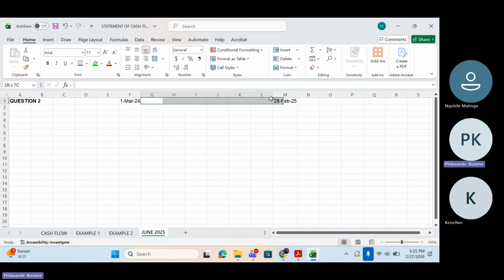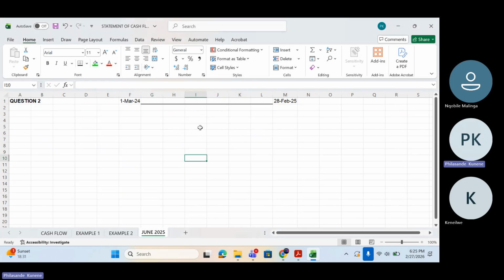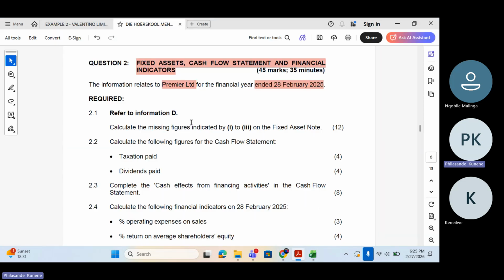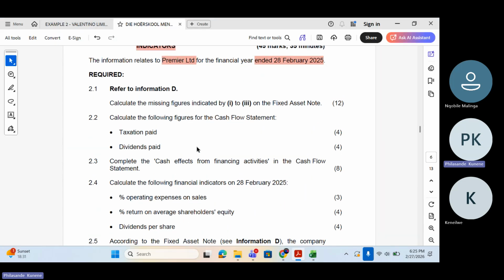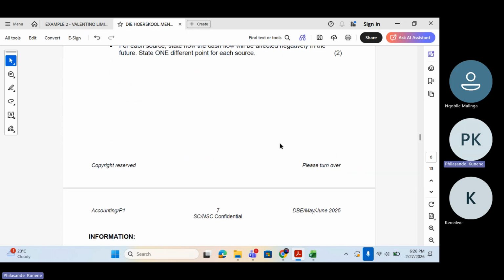That is the first thing that you need to look at, your financial period. You must know when it is starting and when it is ending. So here we're looking at question number 2. Let's go and see if we can deal with it. What they require: refer to information number D. So for us to answer 2.1, we just need information number D only. Calculate the missing figures indicated by Roman figure 1 to Roman figure 3 on the fixed asset note.